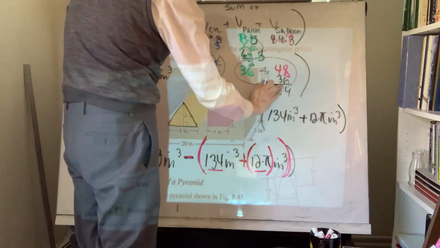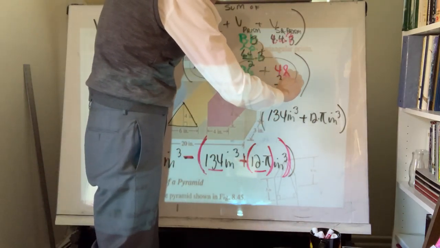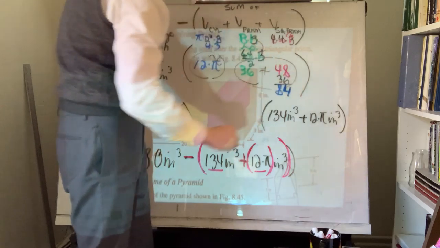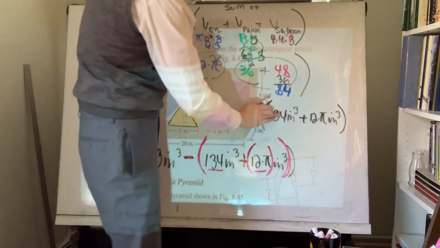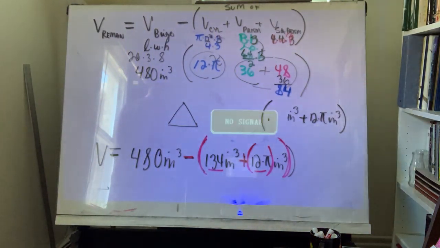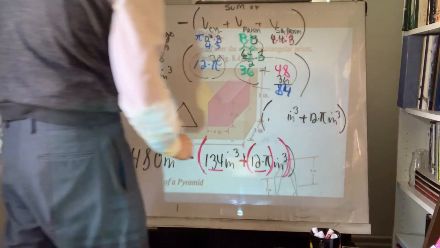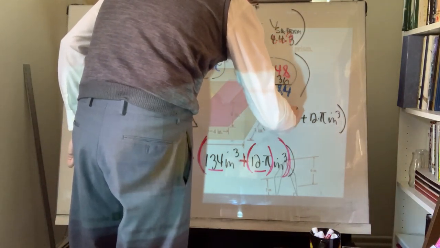That's 8. Good thing I always check. Well, not enough, but I do check. So this is 84. Sorry, the number that should be here is 84. I'm sorry.